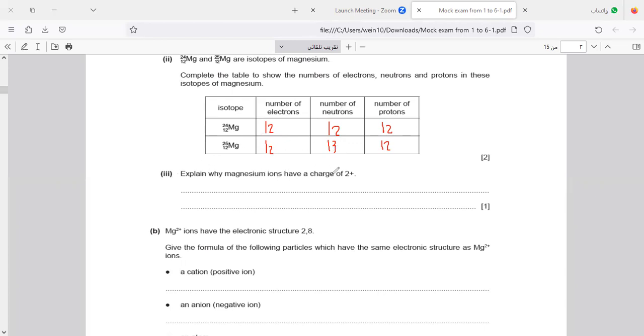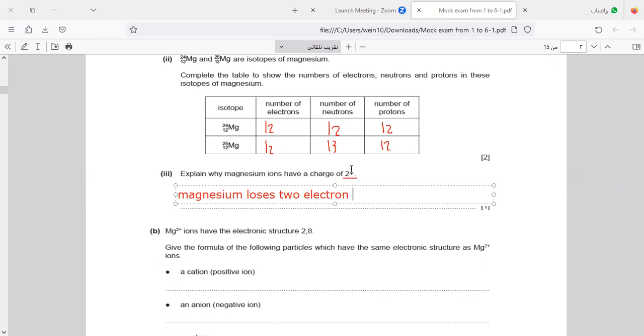Explain why magnesium ion has a charge of +2. The model answer is supposed to be because magnesium loses 2 electrons. Okay, how do you know magnesium loses 2 electrons? Because he said here, charge of +2.